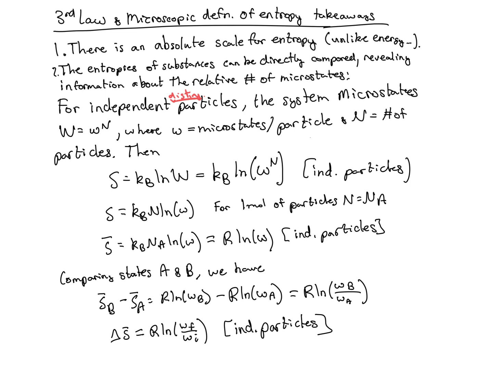Now, for independent distinguishable particles, the microstates would look like this. The total microstates is the microstates per particle raised to the power of the number of particles I have. If I had 3 particles and 4 ways each, then it would be 4 times 4 times 4, and probabilities multiply.